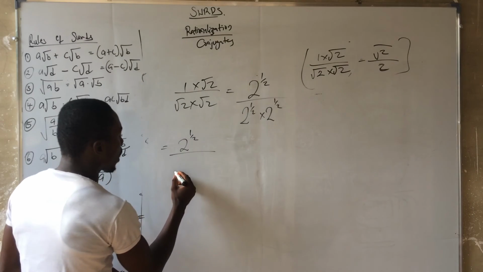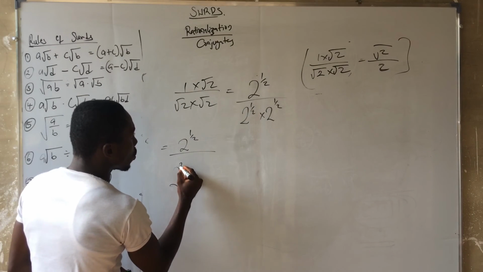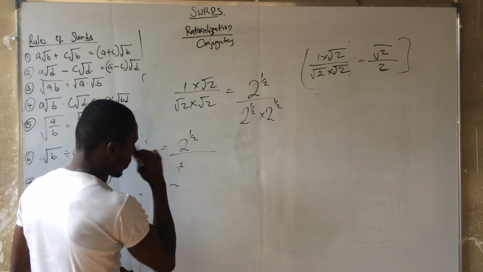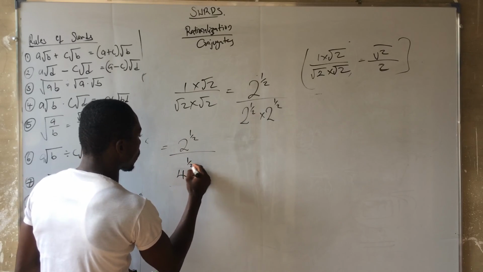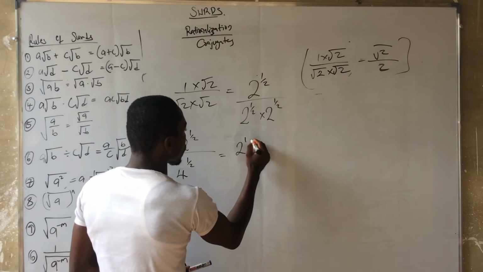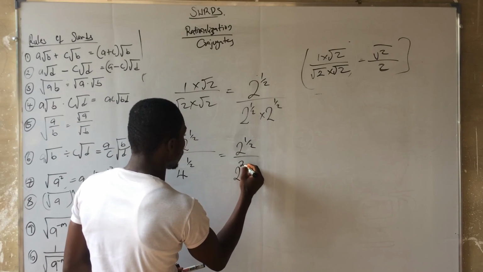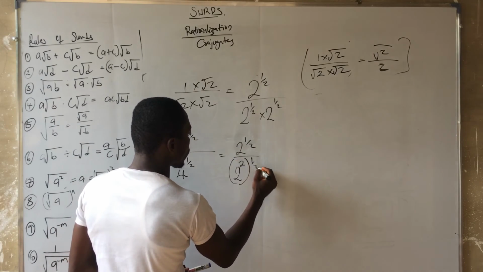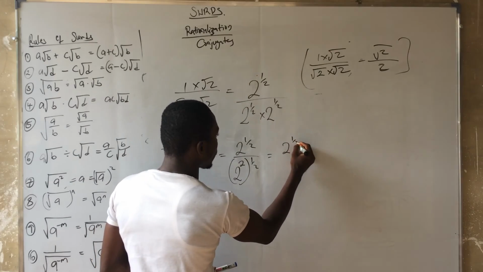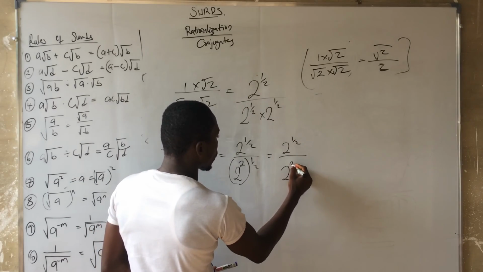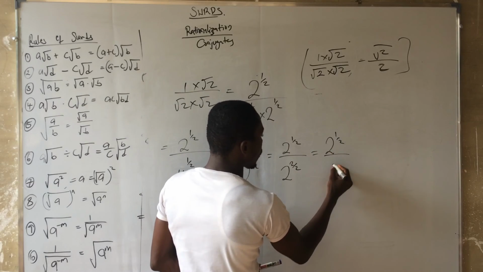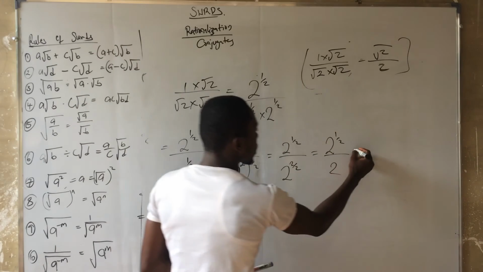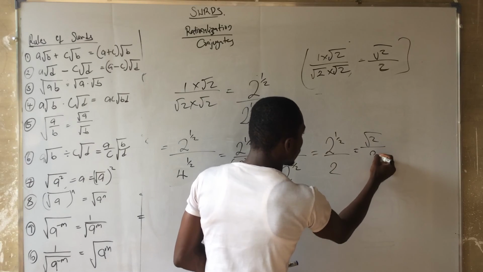So whichever way, let's do 2 times 2 to give us 4 raised to the power 1 over 2, which gives us 2 raised to the power 1 over 2 over 2 raised to the power 2 times 1 over 2. This will give us 2 raised to 1 over 2 over 2 raised to the power 2 over 2. Now 2 raised to 1 over 2 gives you root 2. So this is as simple as root 2 over 2.